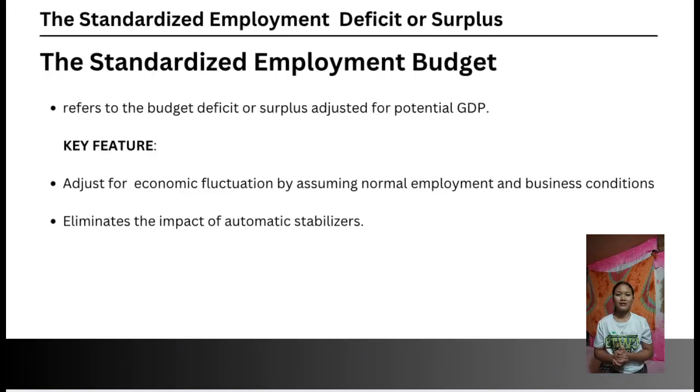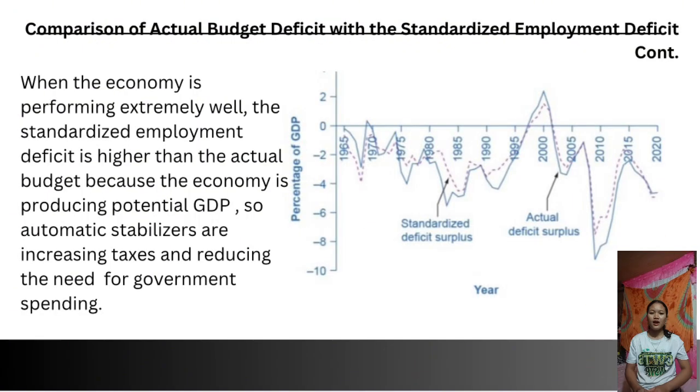Next is the standardized employment budget. It refers to the budget deficit or surplus adjusted as if the economy is always at full potential employment. The purpose of this is to remove the effects of automatic stabilizers. It also helps compare the government's actual fiscal stance, excluding temporary effects of the business cycle. Now I'm going to show you a graph that explains the actual deficit or surplus and the standardized deficit or surplus.